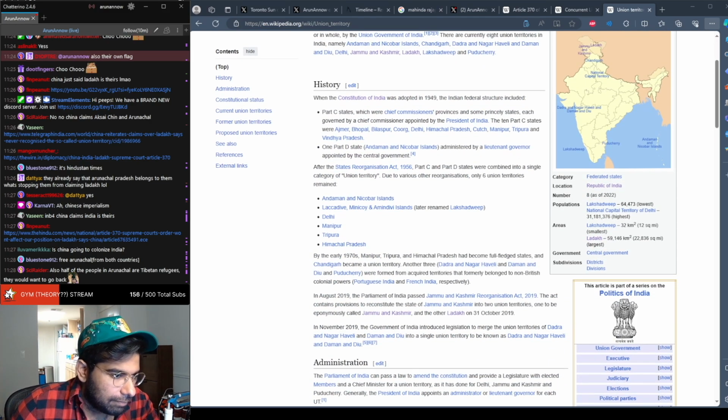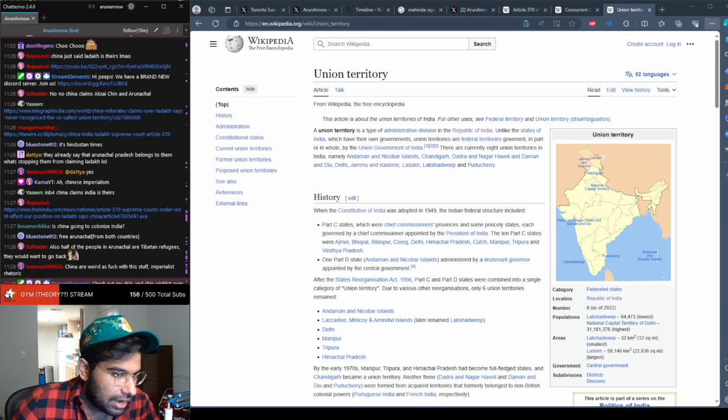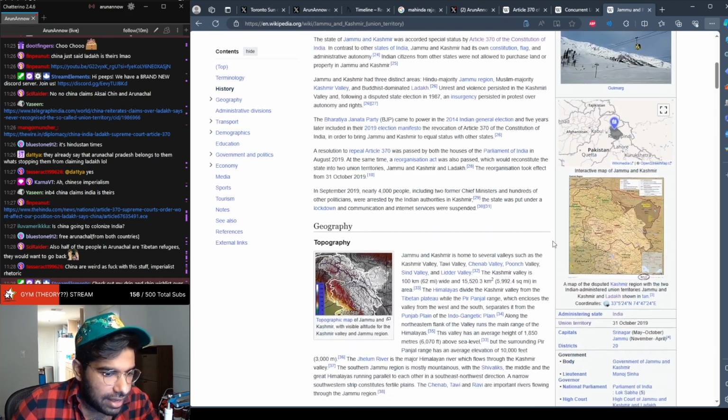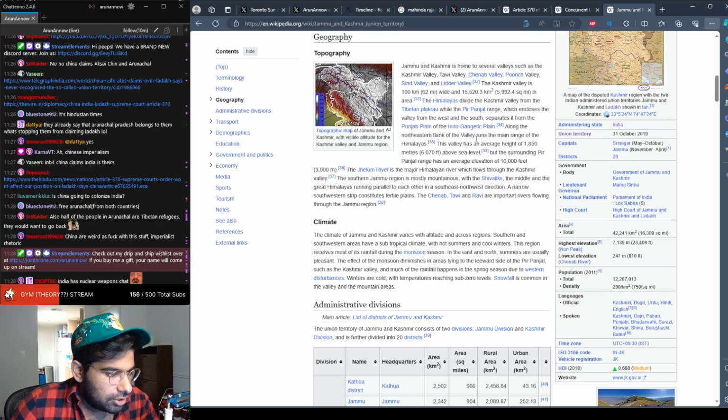Now, here's the thing. Jammu and Kashmir and Ladakh are a special, unique case of union territory in that Jammu and Kashmir has not had a sitting chief minister for over 3 years. Jammu and Kashmir, 4 years at this point. Excuse me, almost 5 years at this point.